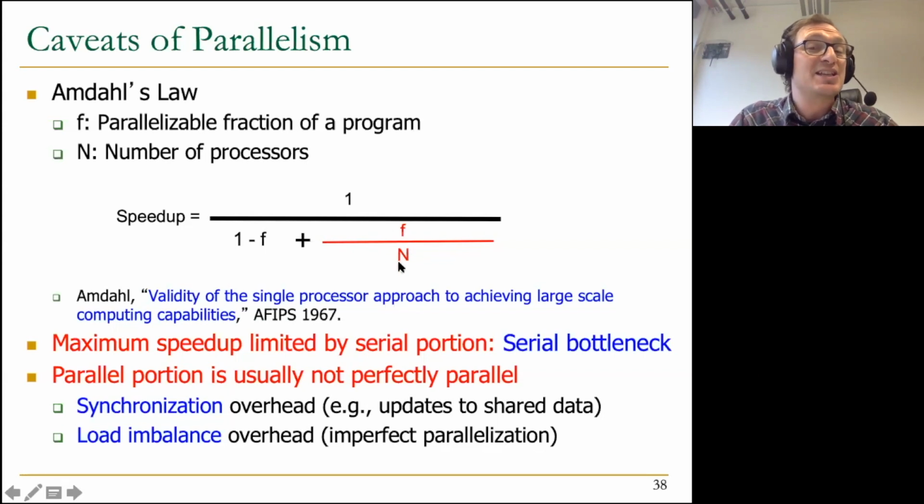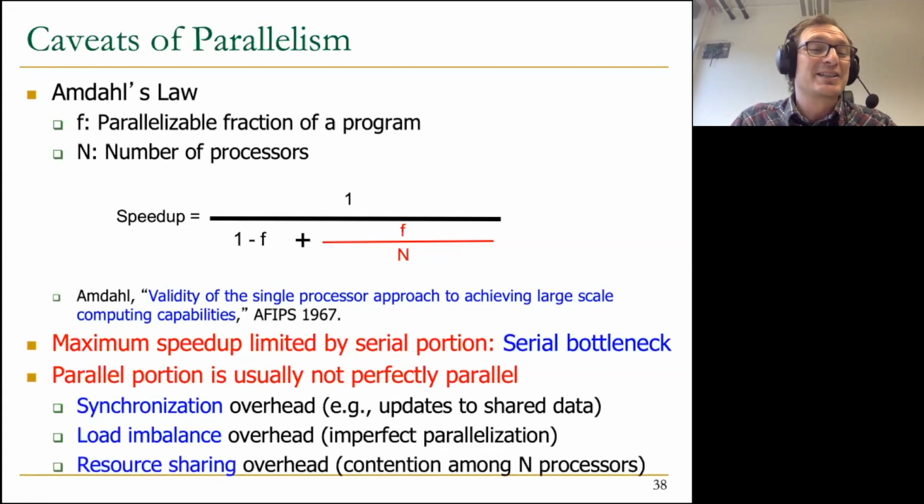And in extreme cases, load imbalance can be really bad, and you may actually get very close to f divided by 1, depending on how your load imbalance is, clearly, right? Okay, so that's the second reason. And the last reason is resource sharing overhead. Basically, this is also very fundamental, and we've seen this as well. This is really contention among n processors for physical resources.